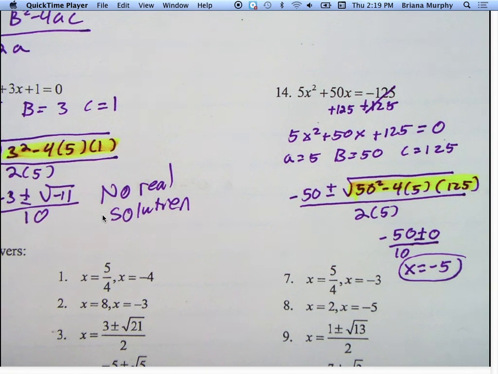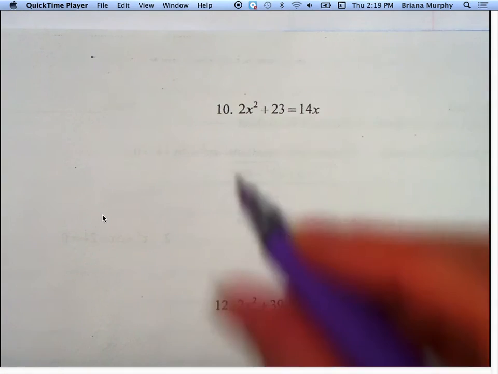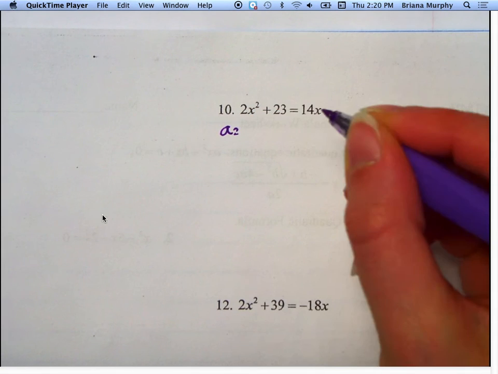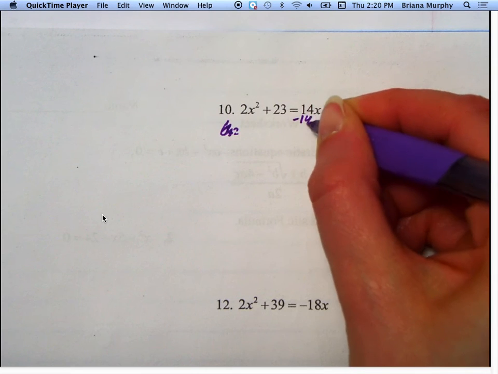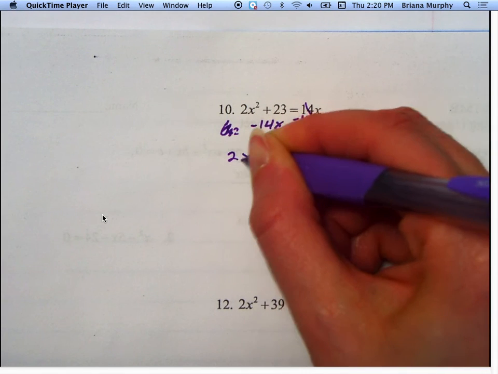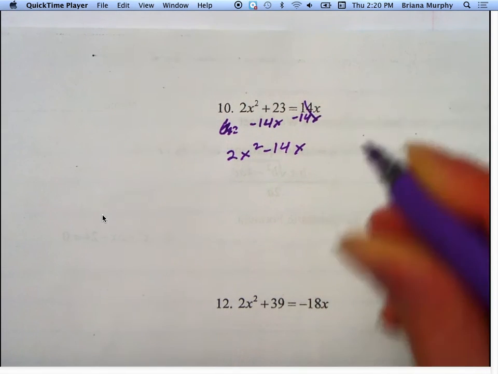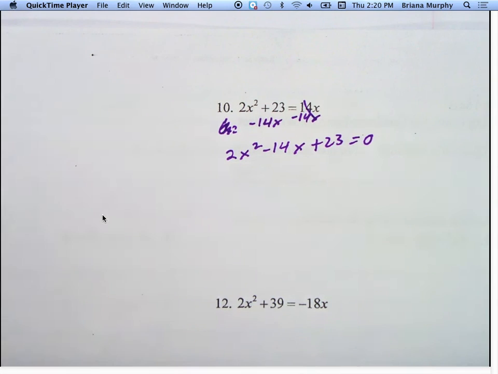Okay. Let's do one more. Let's do 10. Okay, what's A? 2. Oh, can I do it right now? No, I have to subtract 14x from both sides, right? 2x squared minus 14x, good Caleb, plus 23 equals 0. Okay? Now I can do it.